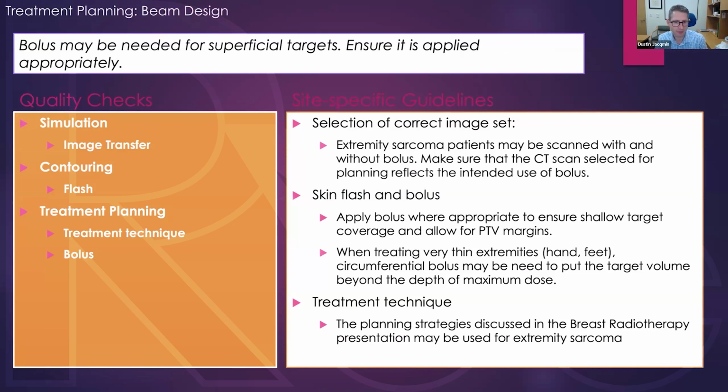The only caveat here is that use of bolus in extremity sarcoma is pretty rare. It's pretty rare for skin involvement in sarcoma, at least in my clinic. I think I looked at maybe 15 different extremity sarcoma cases when preparing for this talk. I didn't see a single one with bolus. I just wanted to note that if you do have a case where you do need to use bolus because of skin involvement, the VMAT flash techniques discussed in the breast radiotherapy presentation can be applied to this body site as well.